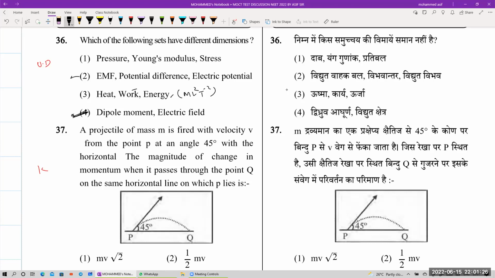ईएमएफ के लिए, पोटेंशियल डिफरेंस के लिए, पूरों के लिए इट इज ML²T⁻² डिवाइडेड बाई एम्पियर इंटू टी। प्रेशर वगैरह के लिए, इन सभी के लिए डायमेंशन इज ML⁻¹T⁻²। एंड एनर्जी के लिए ML²T⁻²। इलेक्ट्रिक फील्ड के लिए और डाइपोल मोमेंट के लिए डिफरेंट हो जाएगा। इलेक्ट्रिक फील्ड मतलब क्या हो जाएगा बेटा?